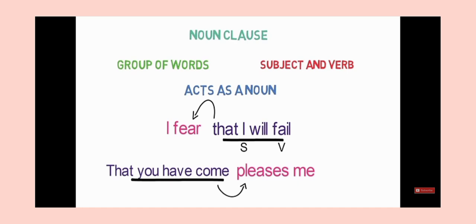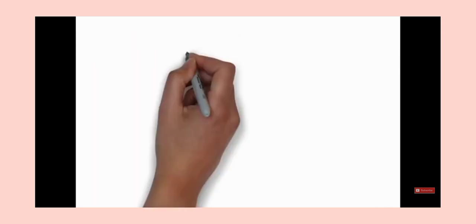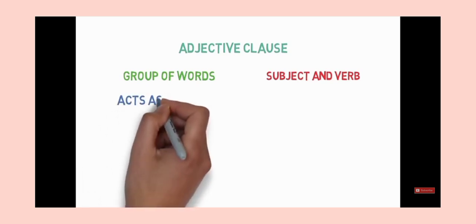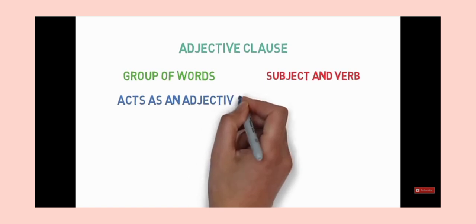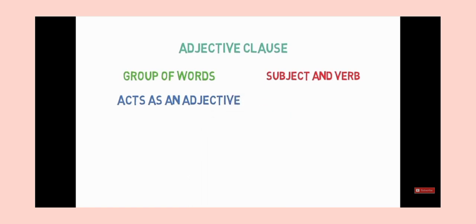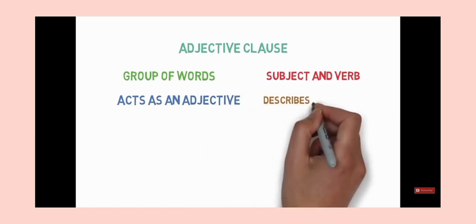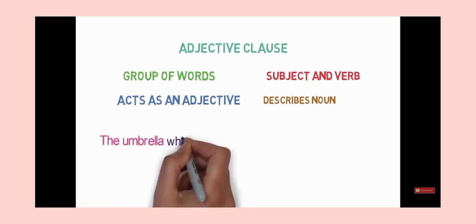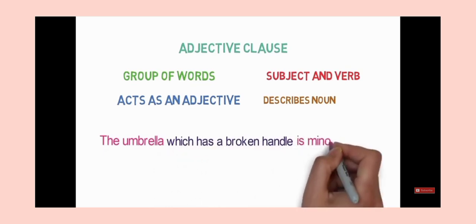Now, let's look into the next type of clause, adjective clause. An adjective clause is a group of words having a subject and a verb of its own, and it acts as an adjective in the sentence. Now, what does an adjective do? They describe nouns, and so does the adjective clause. For example, the umbrella which has a broken handle is mine.